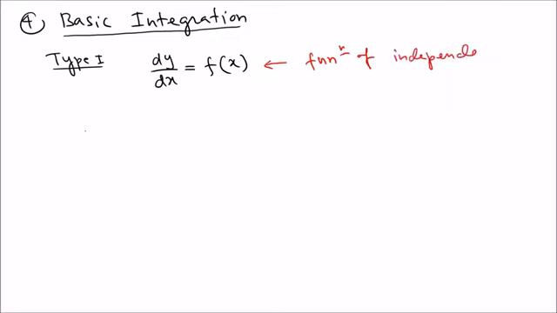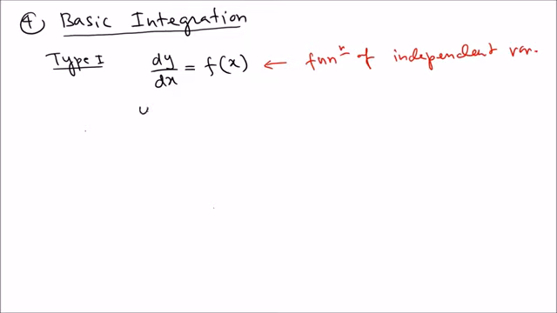So what's type 1? You have a differential equation which is just, on the right side, a function of the independent variable only. If this is a function of the independent variable, things are very easy. Just integrate the two sides.